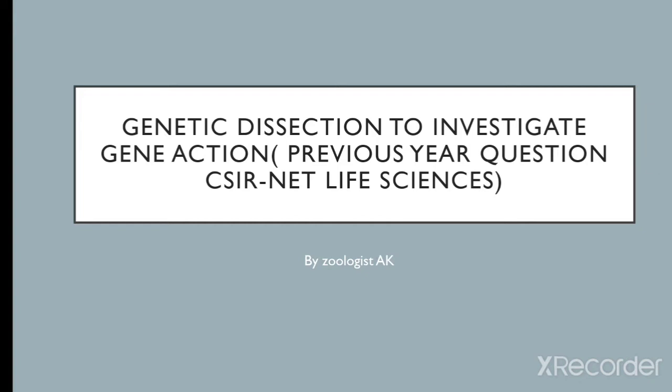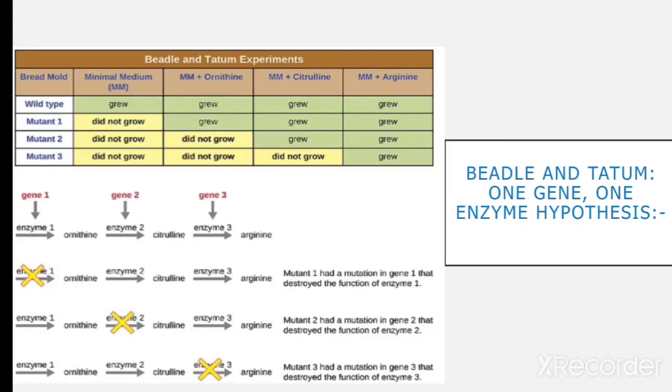Before understanding this genetic dissection that investigates gene action, we need to understand the Beadle and Tatum experiment, or Beadle and Tatum hypothesis, that is one gene, one enzyme hypothesis. In 1941, Beadle and Tatum built on this connection between genes and metabolic pathway. Their research led to the one gene one enzyme hypothesis. It states that each of the enzymes that act in a biochemical pathway is encoded by a different gene.